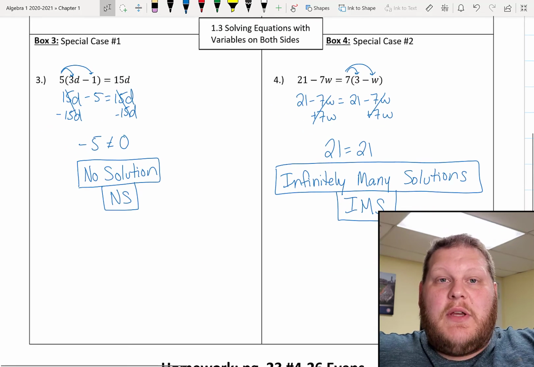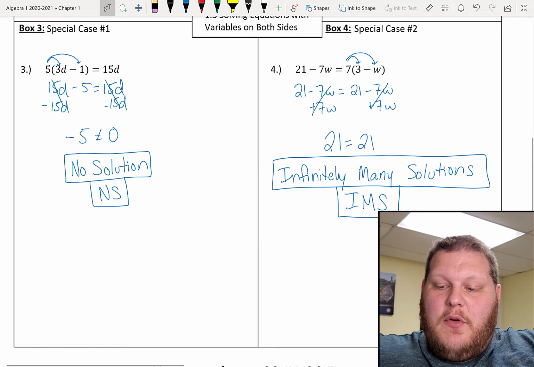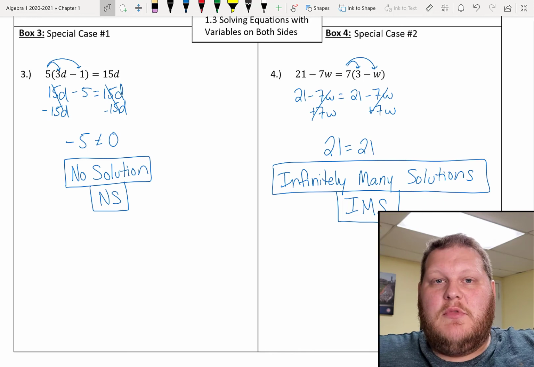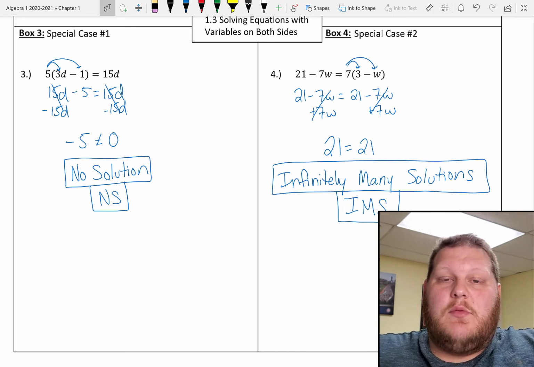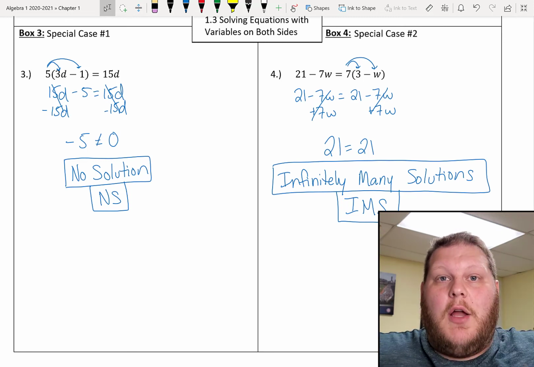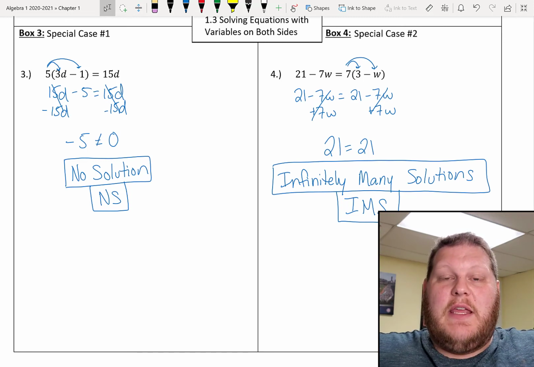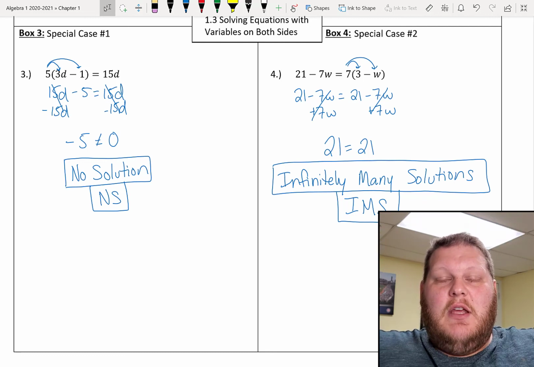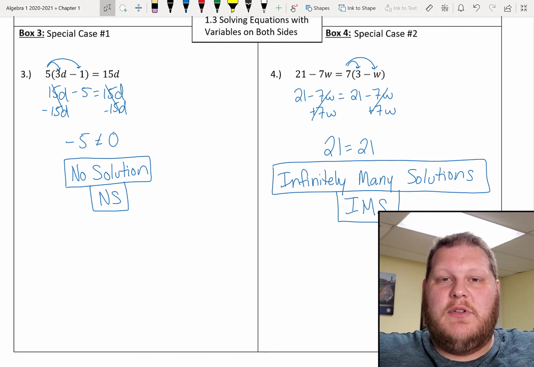So again, in quick summary for boxes 3 and 4, our two special cases, in both of these, the variables drop away, so they're totally gone. Not d equals 0 or d equals 1. The variables, poof, gone, disappeared. If that happens and they're equal to each other, that's like box 4. It's infinitely many solutions. It's IMS. If poof, they go, bye-bye, variables gone, two numbers not equal to each other, no solution.